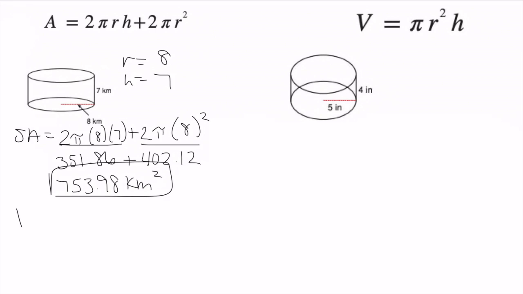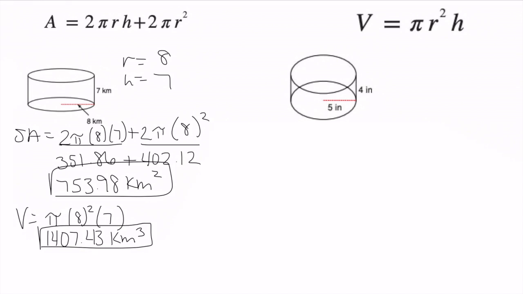For volume, pi times 8 squared times our height of 7. Plug that into my calculator. So these are really easy because we're just going to plug them into our calculator with the parentheses and all. And you should get 1,407.43 kilometers cubed.